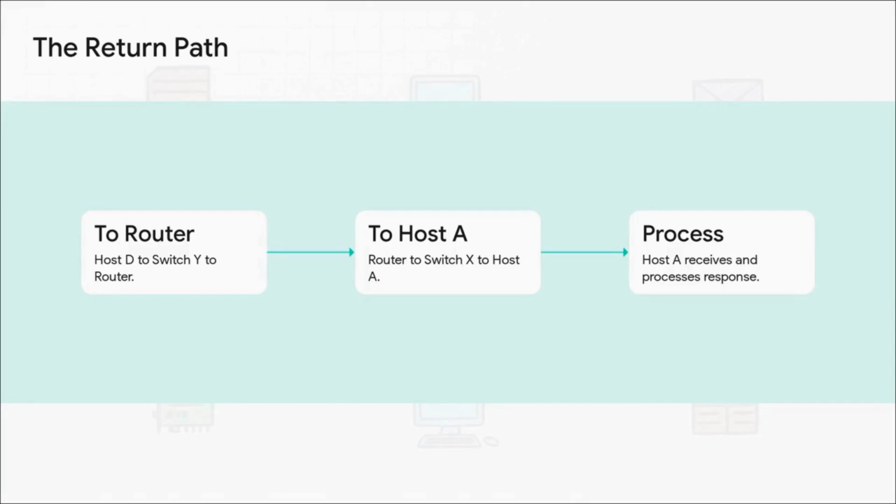Step 1. Host D already knows the router's MAC address from its cached ARP table, so it builds the headers instantly and sends the packet straight to switch Y, which forwards it directly to the router. Step 2. The router already has host A's MAC address cached, so it immediately swaps the layer 2 header and sends it straight through switch X back to host A. Step 3. Host A receives and processes the response. No megaphones, no shouting, no waiting, just pure, incredibly efficient networking.